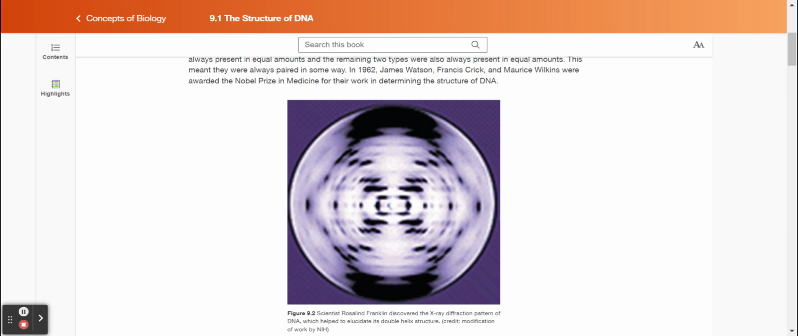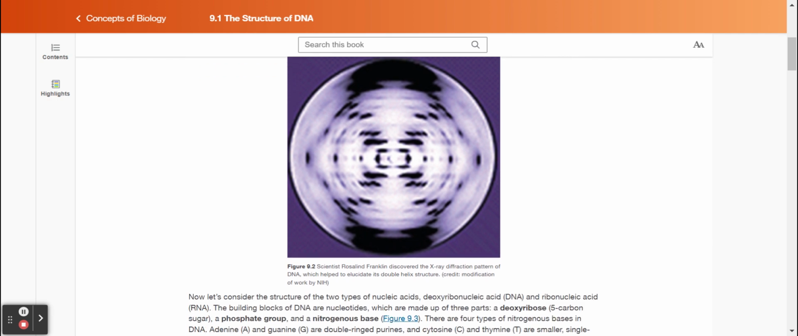Figure 9.2. Scientist Rosalind Franklin discovered the X-ray diffraction pattern of DNA, which helped to elucidate its double helix structure. Now, let's consider the structure of the 2 types of nucleic acids, deoxyribonucleic acid, DNA, and ribonucleic acid, RNA.